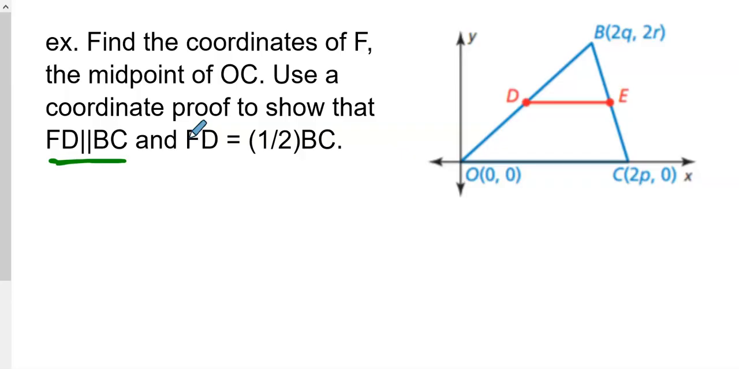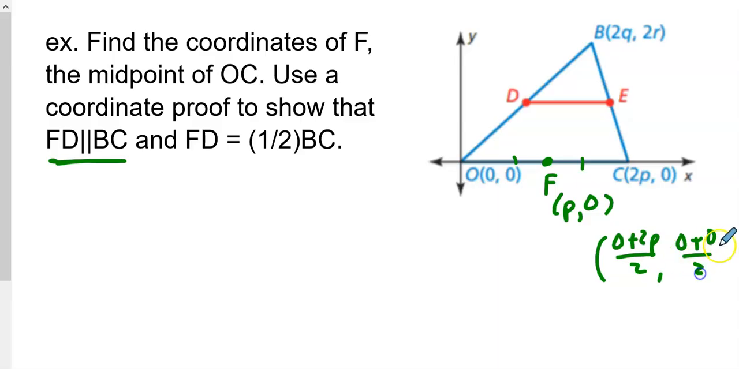is parallel to BC. Okay, so in order to do that, we actually have to find F, right? So in the beginning it says find the coordinates of F, which is the midpoint of OC. So this is going to be F. It's going to be the midpoint here. So halfway between 0 and 2p would be P. Halfway here would also be 0. 0 plus 0 divided by 2. That's all I'm doing for those formulas. Midpoint formula: add together your x's, divide by 2. Add together your y's, divide by 2.